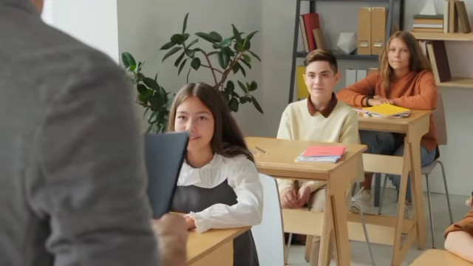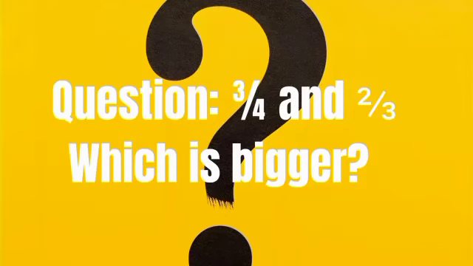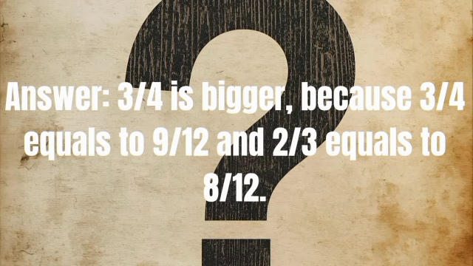Okay brain sprouts, quick question, between 3 over 4 and 2 over 3, which one do you think is bigger? I'll wait. Answer. 3 over 4 is bigger, because 3 over 4 equals 9 over 12 and 2 over 3 equals 8 over 12.